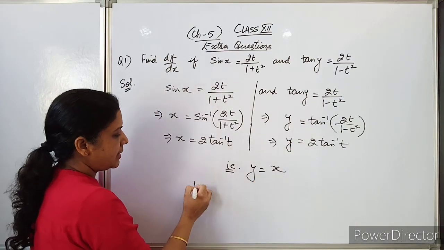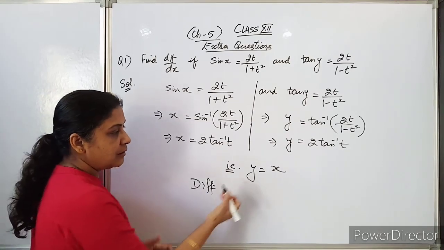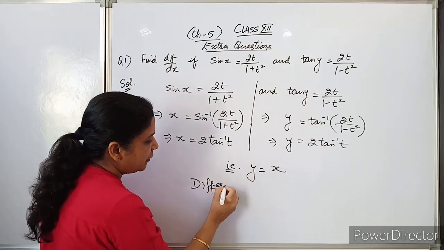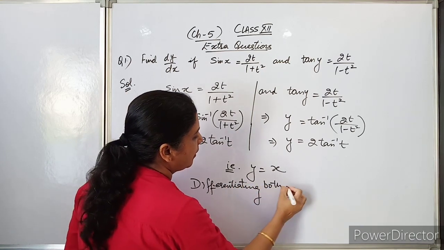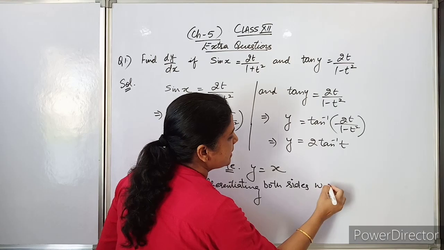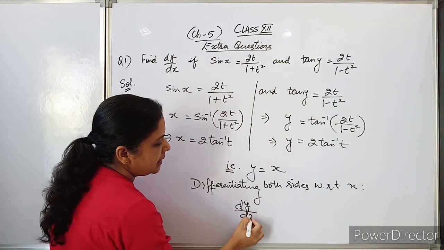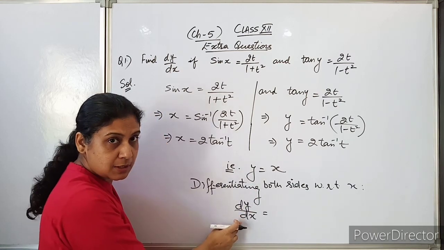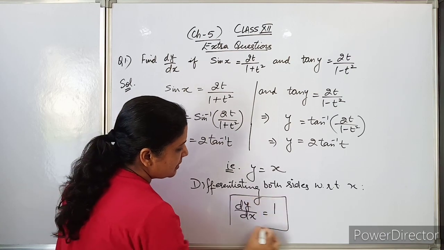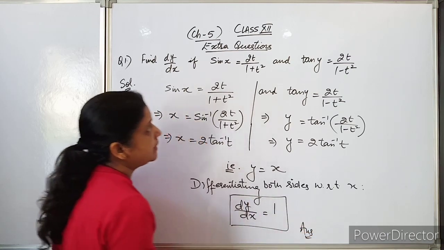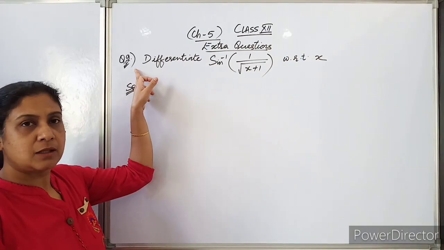If y is equal to x, then differentiating both sides with respect to x, we get dy by dx, derivative of y with respect to x, is equal to dx by dx, that is 1. So this is the value of dy by dx as asked in the question. Now we are going to take up second question.